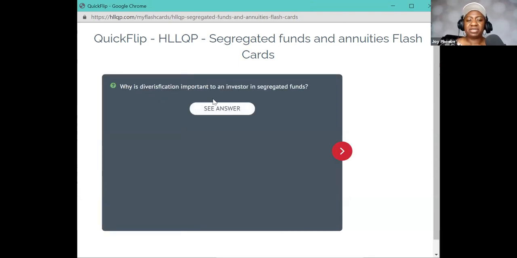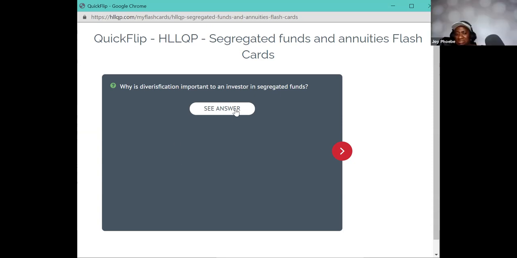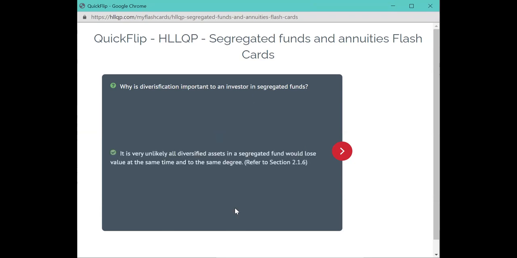Why is diversification important to an investor in segregated funds? To reduce risk, right? To balance risk. I know it's about risk. To reduce the risk.